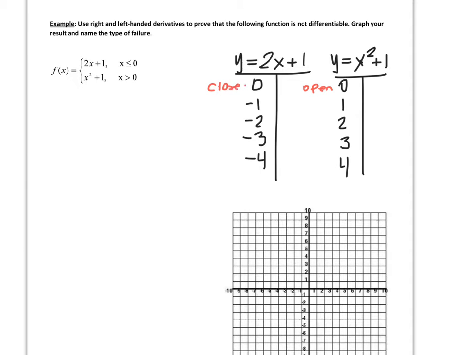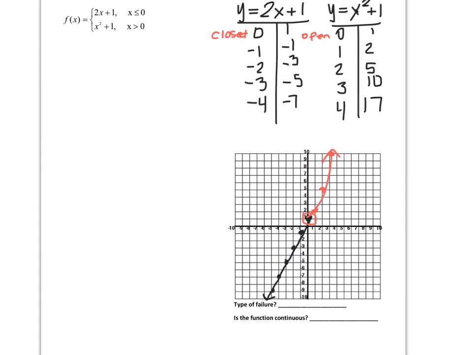All right? So take a minute, pause the video, and graph these two functions, or one singular piecewise function, and then hit resume when you're ready.